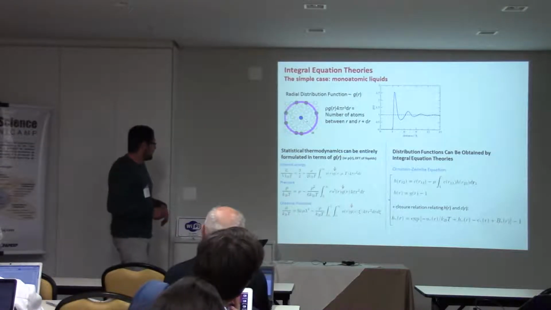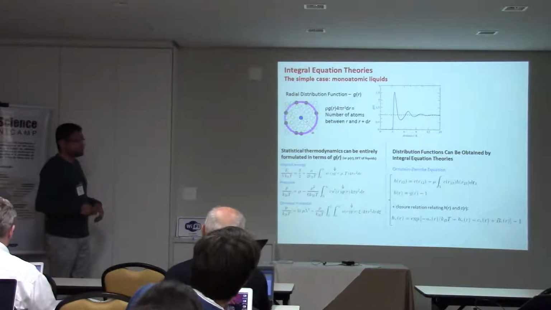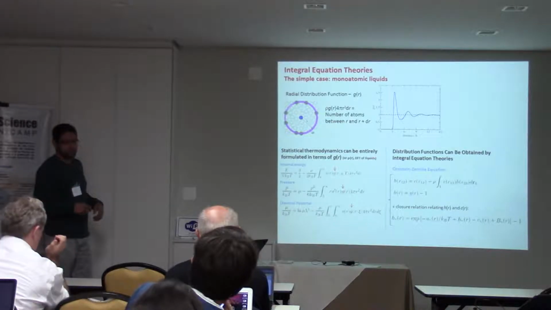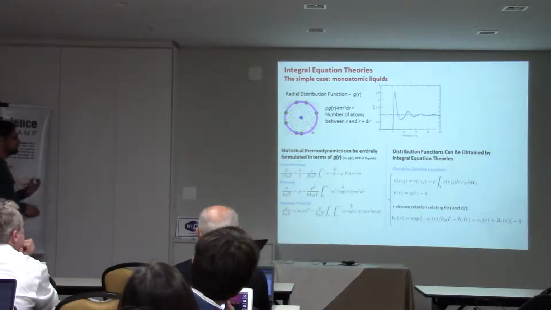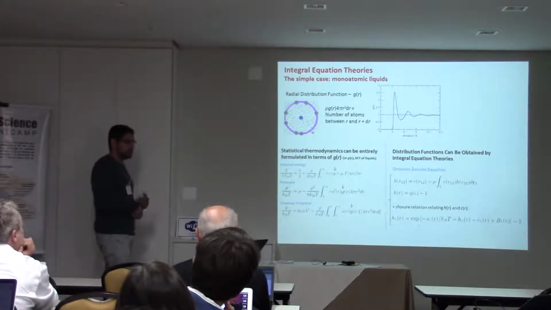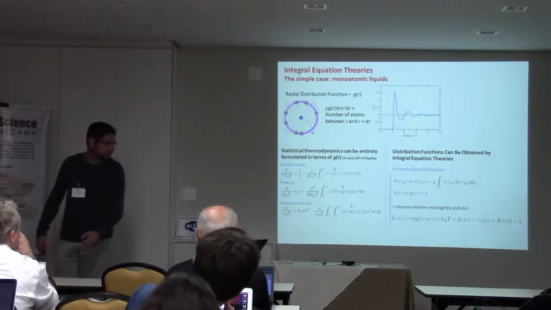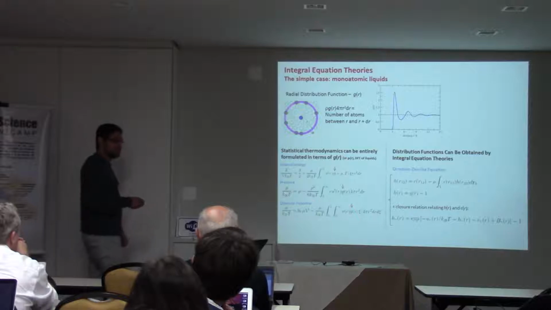For example, if we know the g(r) distribution function, we can express the internal energy in terms of an integral of the distribution function. We can compute the pressure, we can compute the chemical potential, and from this you can use thermodynamic relations to compute anything you want. But the question is how we can obtain the distribution function.